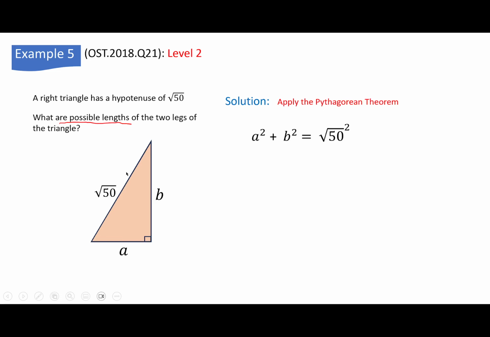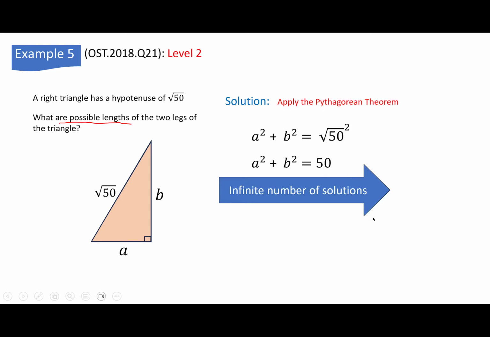squared. That's this one here, given, squared. So that gives you 50 here. So now a squared plus b squared is equal to 50. It's like now I'm asking you to find a and b to satisfy this equation. And obviously you will have an infinite number of possibilities here, okay?